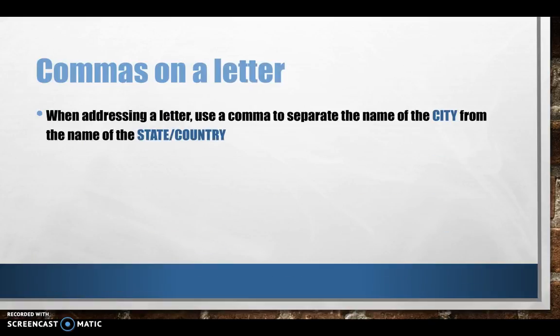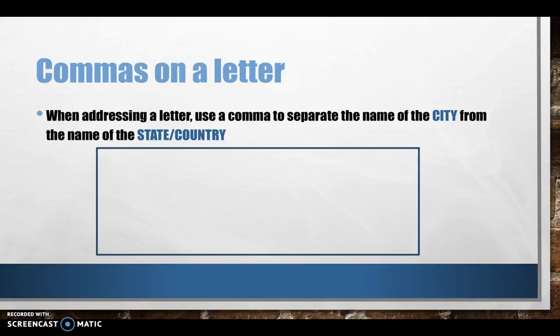When you put an address on a letter, the only place you use a comma is to separate the city from the state or the country. So if it's an address in the United States, it would be after the city, before the state. If it's outside the United States, it may just be the city and the country.